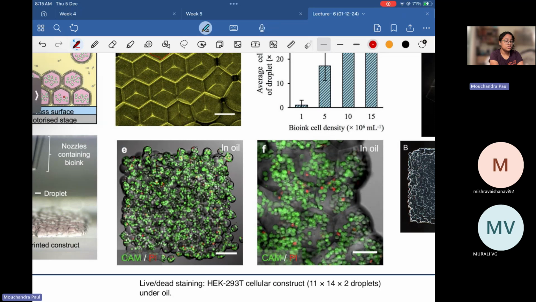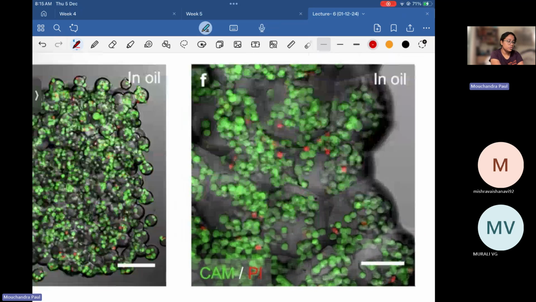This is in low resolution. When they increase the resolution, they are showing the boundary of the droplets. You see, this is the boundary of the droplet, right? And inside the droplets, there are a large number of cells.